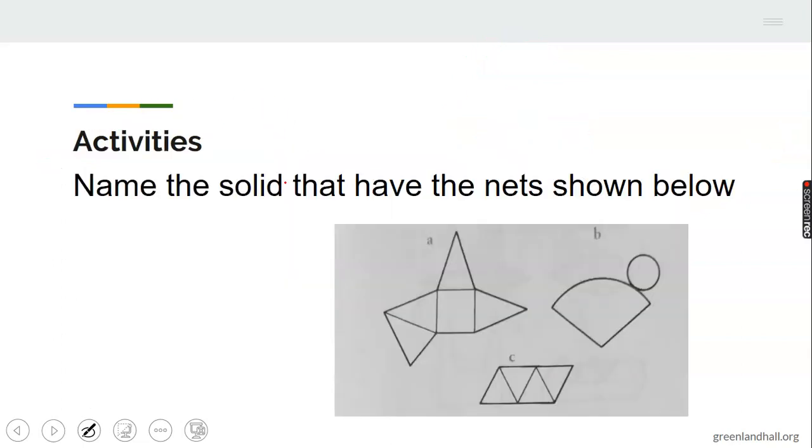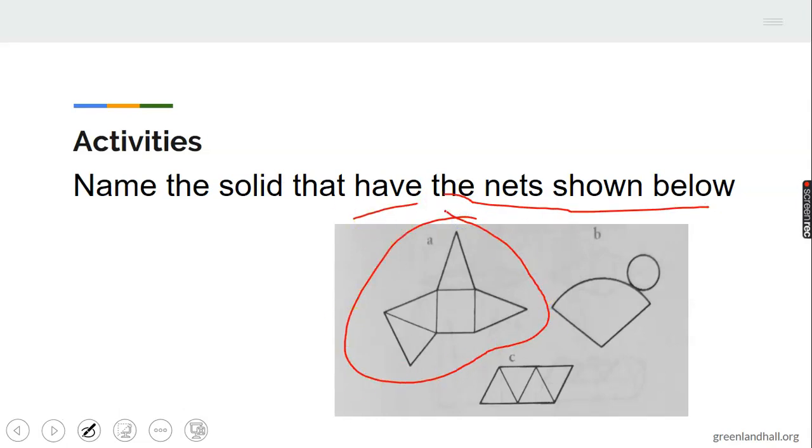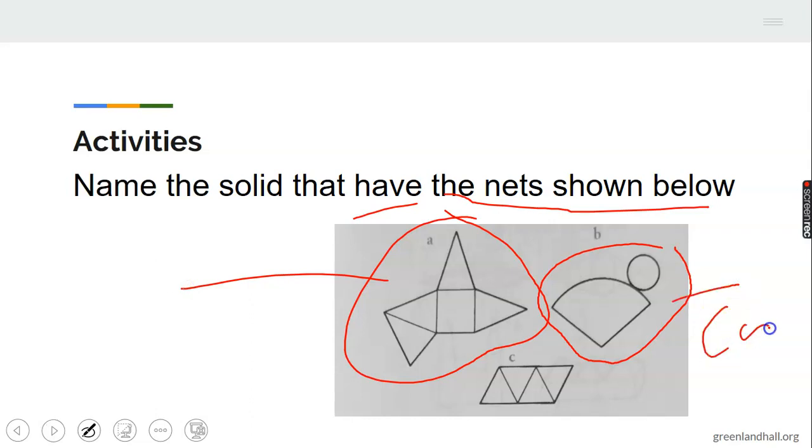Now, activity. Name the solid that has the net shown below. Now, look at this. Even without looking back at what was done before, you should be able to tell what kind of shape this is. This is what? No doubt this is a cone. This is what? A triangular base prism.